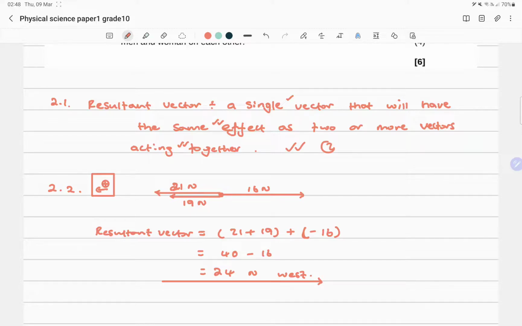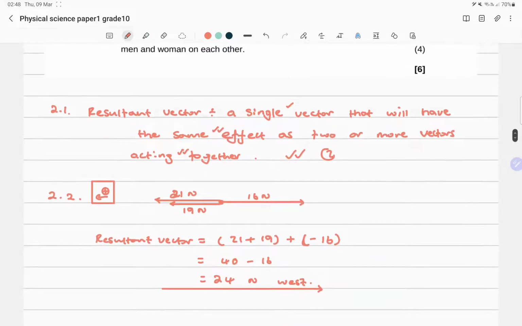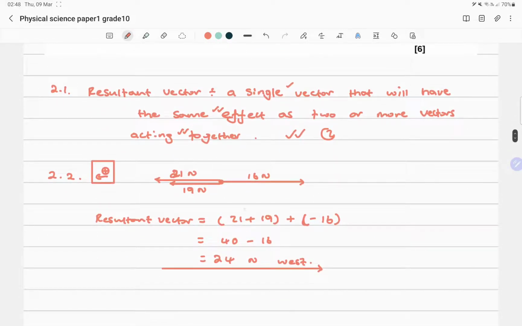Okay, so that is important. How many marks were you scoring there? 4 marks. So this is important, and that is important, and this is important, and the direction. So that's how you score those 4 marks.